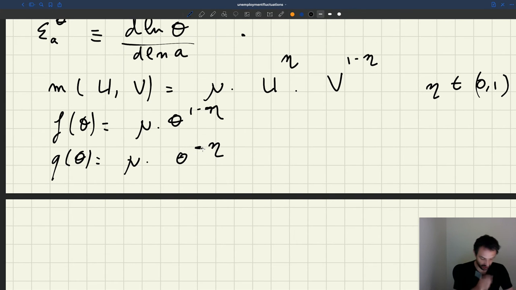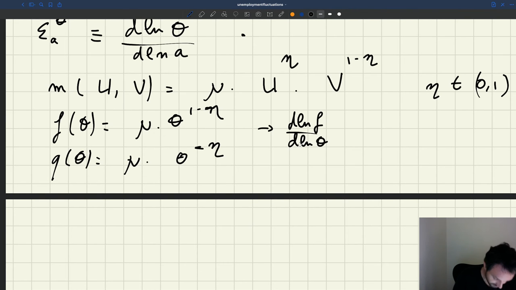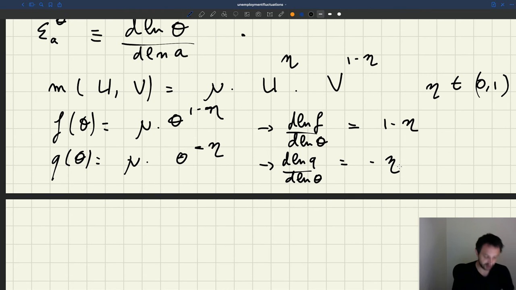So again, pretty simple. And so as a result, what we have here is that the elasticity of f with respect to theta will just be 1 minus eta. d log f / d log theta is going to be just 1 minus eta, and here the elasticity of q with respect to theta will be just minus eta. d log q / d log theta will be minus eta. So that's going to simplify a bit the analysis that we have here. So that's by assuming Cobb-Douglas here.